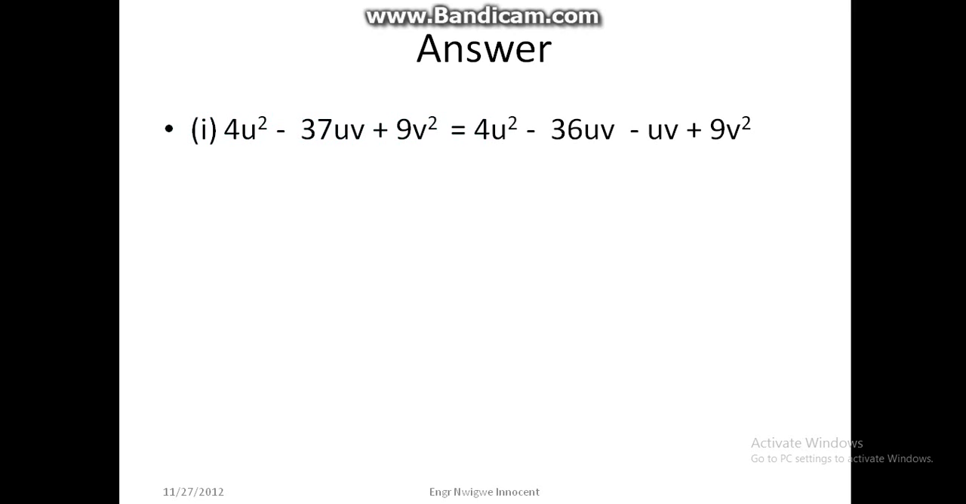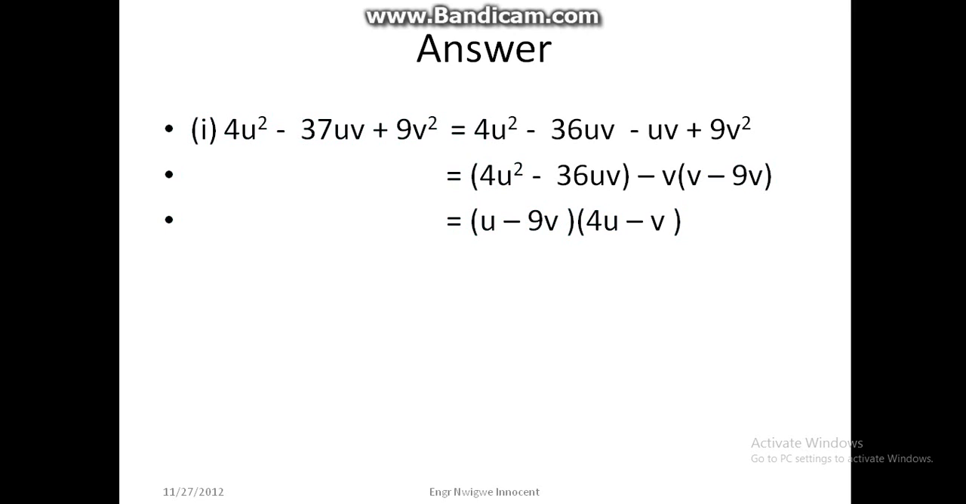If you collect the like terms together, we now have 4u squared minus 36uv, all in bracket, minus v, since v is common, bracket 9v minus u. Therefore, 4u is common. There you now have u minus 9v in bracket 4u minus v. II. 2 pi r h plus pi r squared is equal to pi r in bracket 2h plus r.